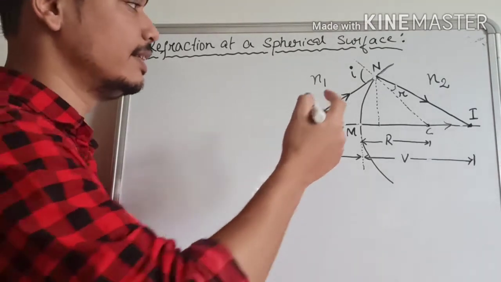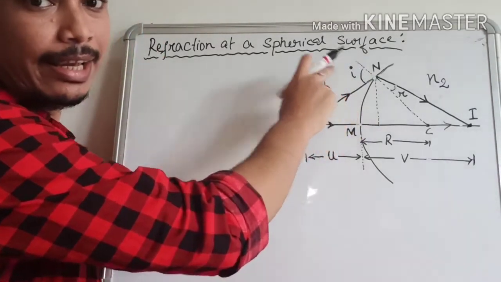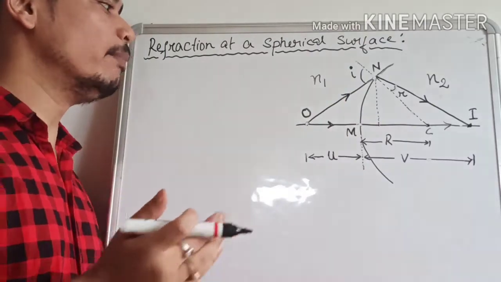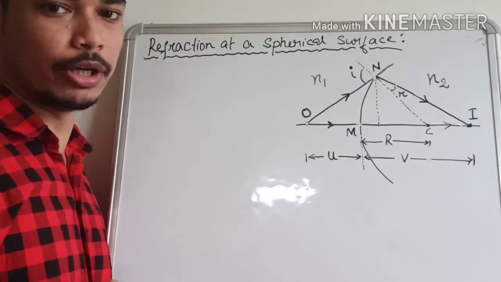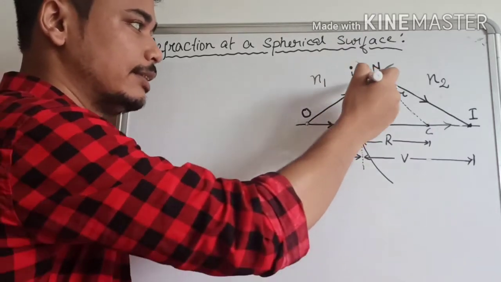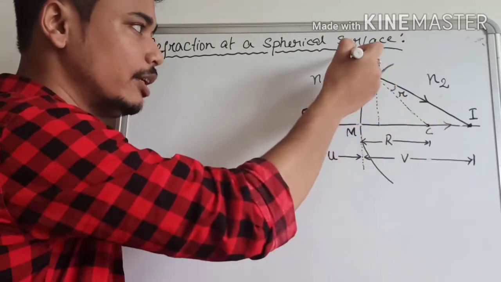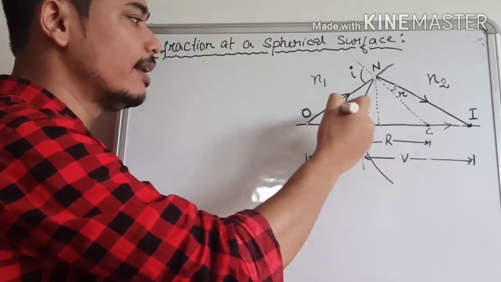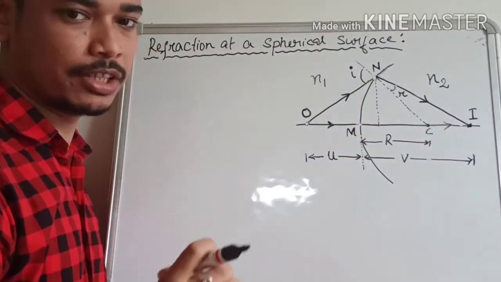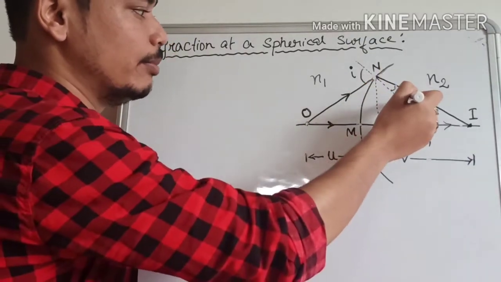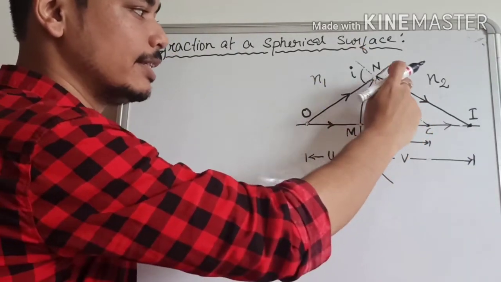Here we consider the incident angle to be i. The incident angle is the angle between the incident ray and the normal to the surface at that point. So this will be the angle of incidence, the angle between the normal at the point of incidence and the incident ray. That is the incident angle i. Which is the angle of refraction? The angle of refraction will be this one, because this is the normal and this is the refracted ray.